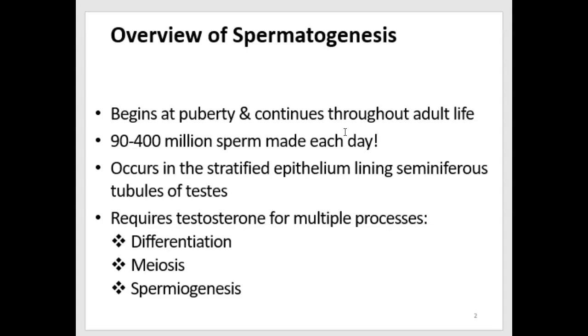For spermatogenesis to occur, testosterone is required. And there are three different kinds of processes involved in spermatogenesis. The first one is differentiation, and that means differentiation of germline cells. The second process is meiosis, and that's a cell division process. And lastly is spermiogenesis, which is the maturation process that I've spoken of that sperm need to undergo before they're completely functional.